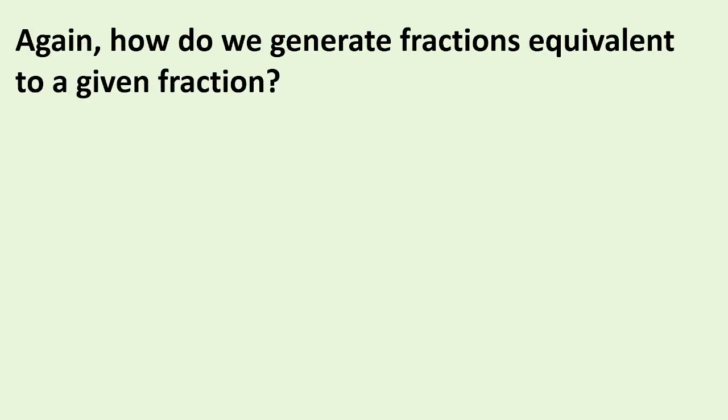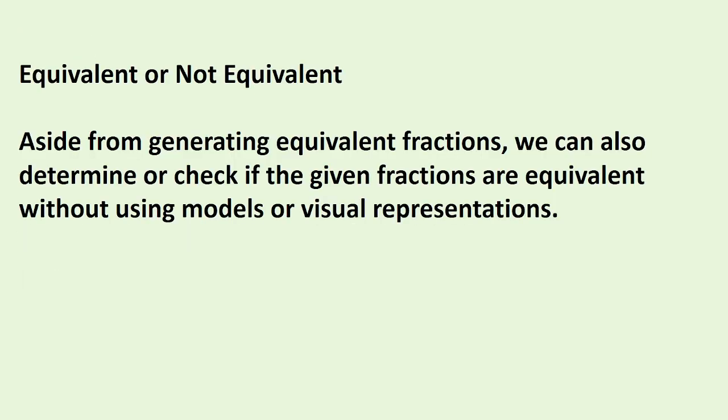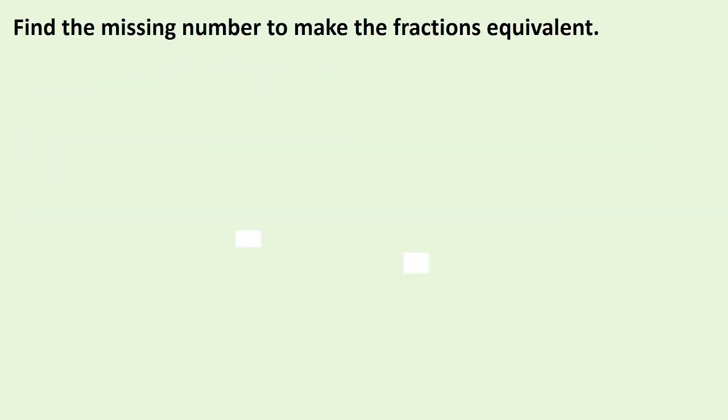Again, how do we generate fractions equivalent to a given fraction? To generate equivalent fractions, multiply both the numerator and denominator of a given fraction by the same number. Aside from generating equivalent fractions, we can also determine or check if the given fractions are equivalent without using models or visual representations. So find the missing number to make the fractions equivalent.